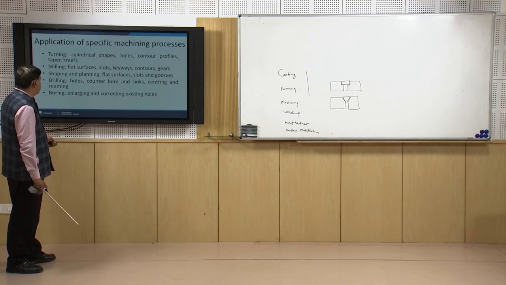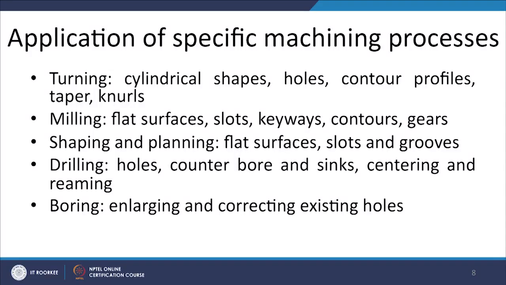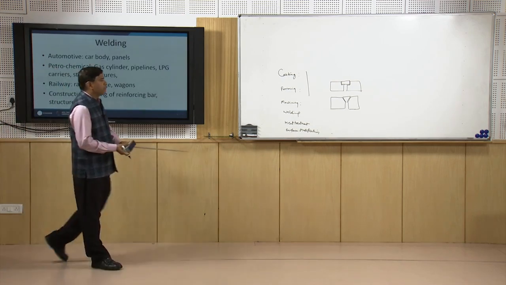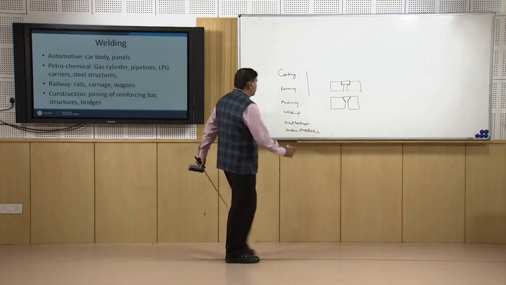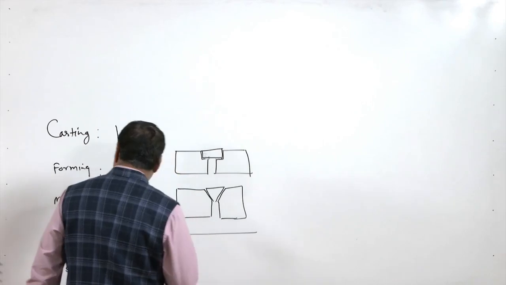diameter is achieved through boring, and grinding is used for achieving the desired surface finish and dimensional control, and is mainly used in the process of manufacturing of the crankshaft, camshaft and flat surfaces. Coming to welding, welding is used for achieving those geometries which otherwise cannot be made by the forming or the casting processes or the machining processes.